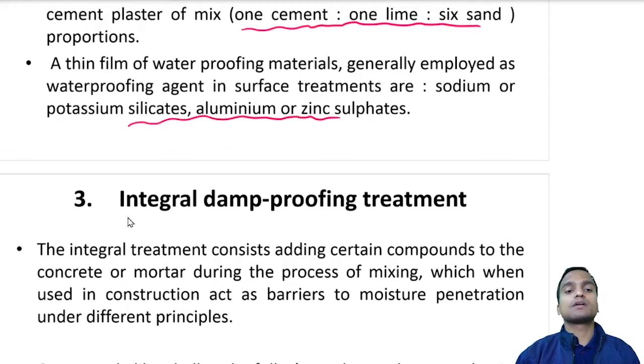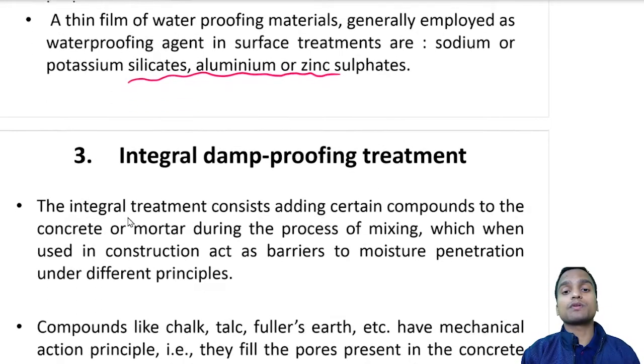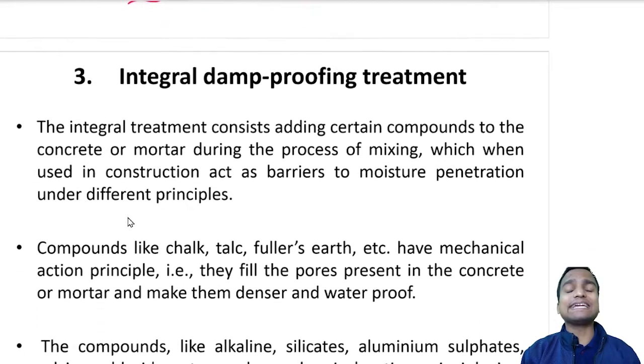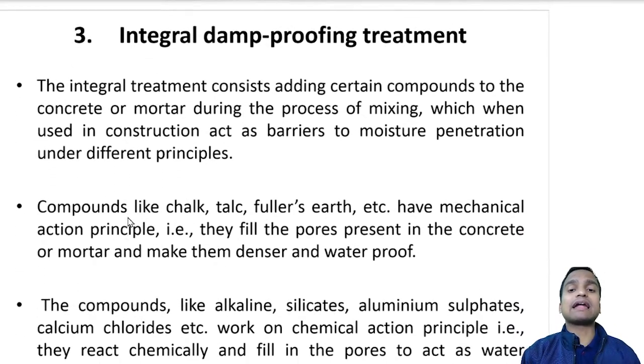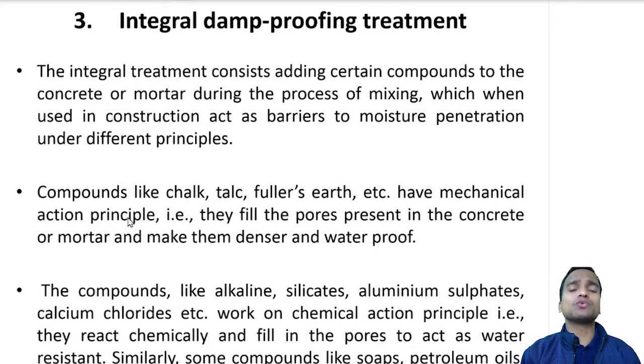A thin film of waterproofing material is generally employed as waterproofing agent, and different chemicals are also added in the mix. The next type of damp proofing treatment is the integral damp proofing treatment, and it consists of adding certain compounds to the concrete or mortar itself during the process of mixing, which when used in construction act as a barrier to moisture penetration under different principles.